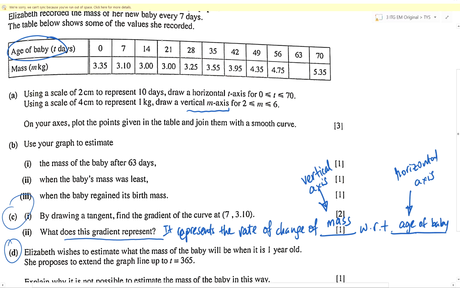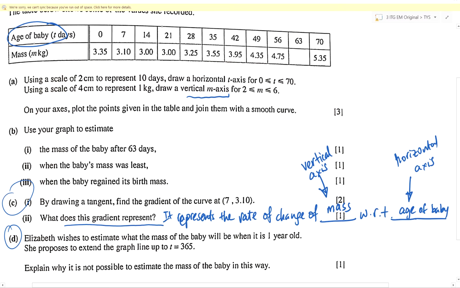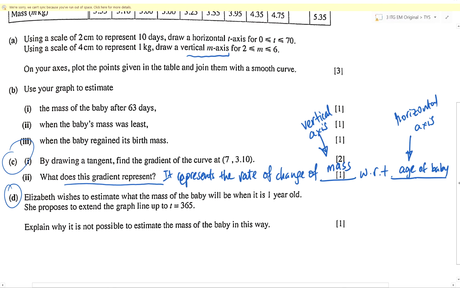Then in part D, Elizabeth wishes to estimate the mass of the baby when the baby is 1 year old. She proposed to extend the graph line up to t equals 365. So you continue extending the graph. Originally our graph looks like this. So she says that we should just continue extending. Explain why it is not possible to estimate the mass of the baby in this way.